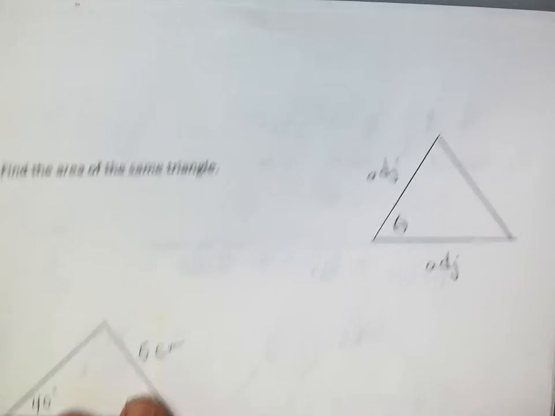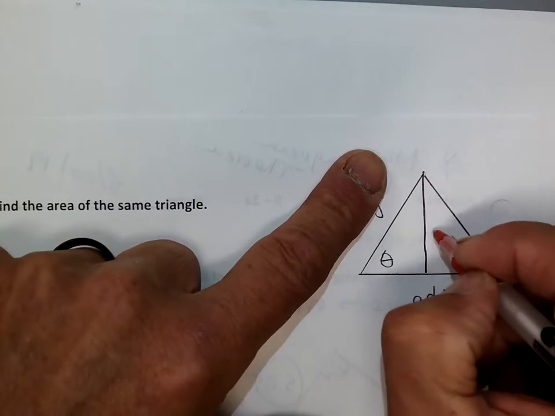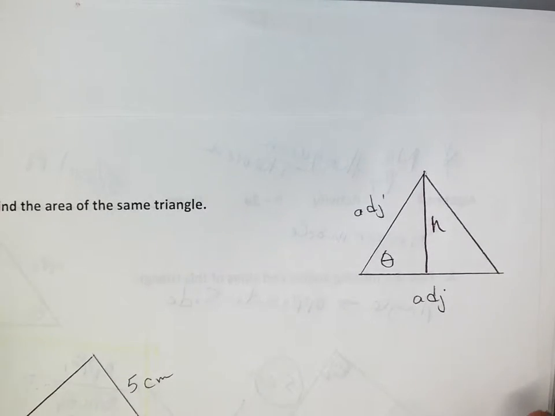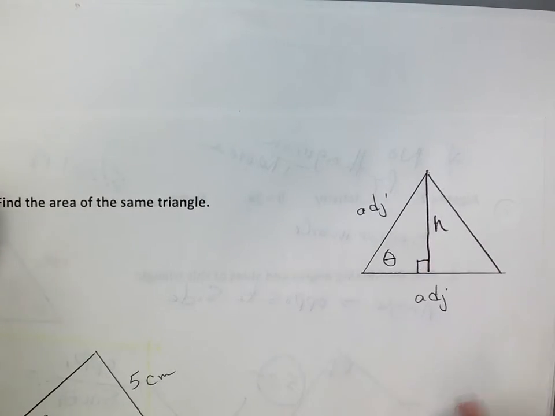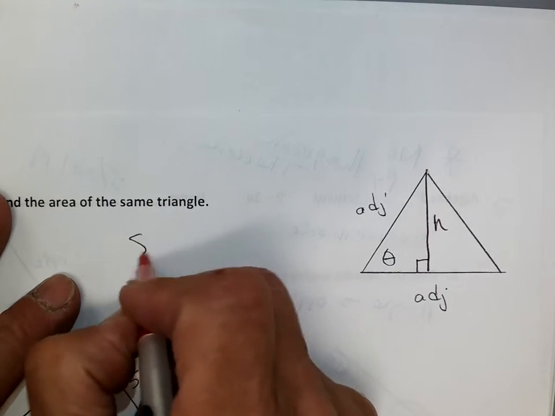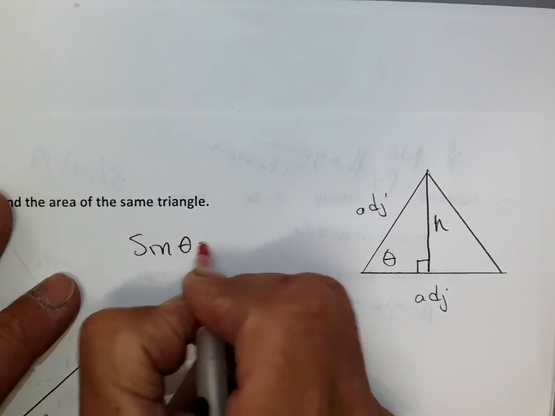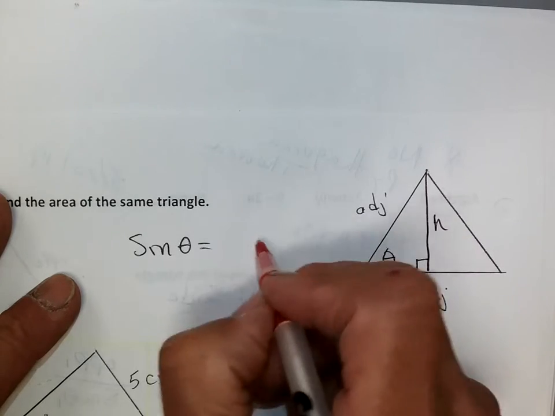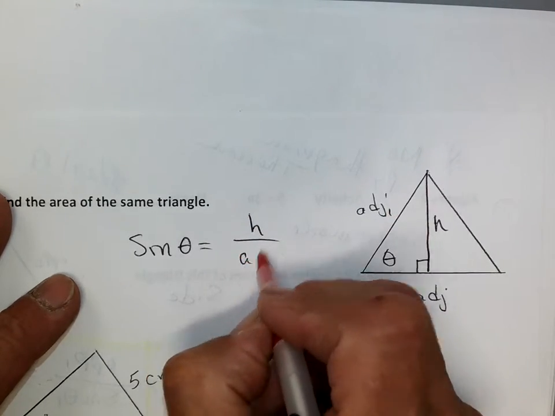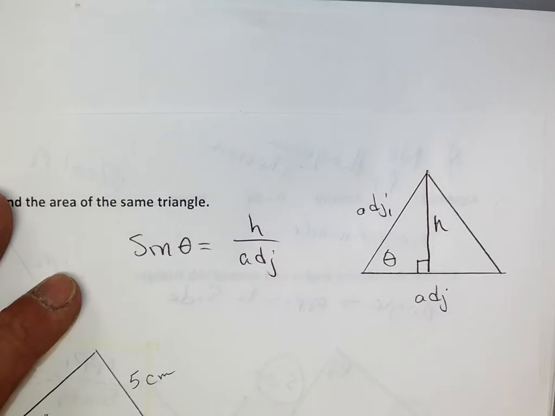All right, so what if I bring down and call this H for height? Let's see if we can find the height. If I want to find the height of this triangle, there's a right triangle, right? To find H, I could go, technically, sine of theta is equal to the opposite over this adjacent. We'll call it adjacent 1, okay? Does that make sense?